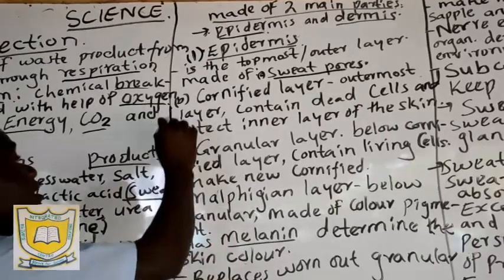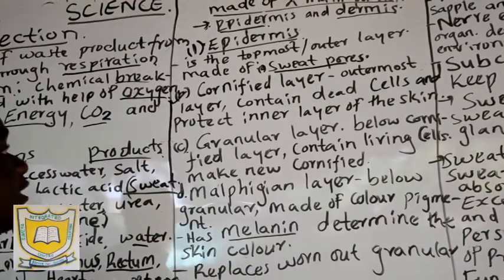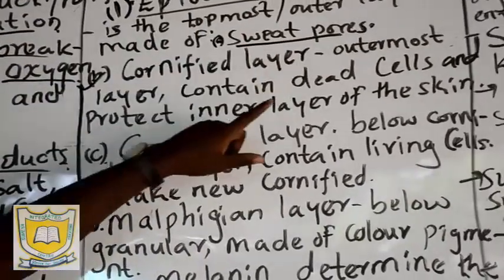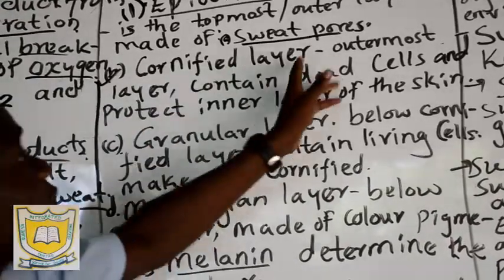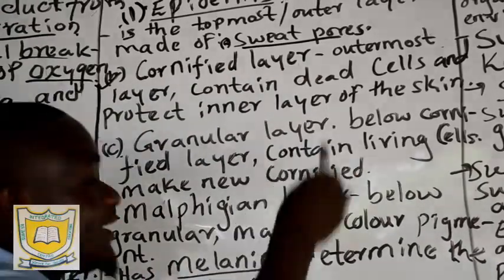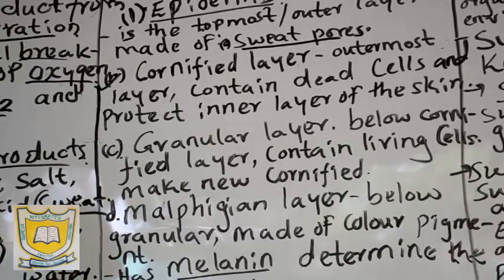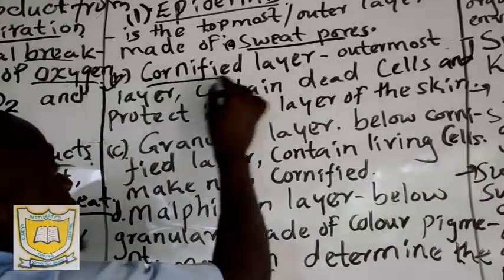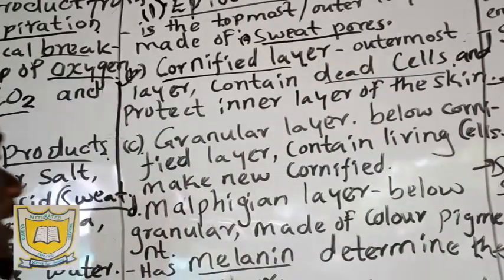The second part that is very essential is the three main layers. If somebody asks you to give the three main layers of the epidermis, number one, you talk of the cornified layer. The cornified layer is the topmost, the one that you are just seeing. The cornified layer is made up of dead cells.